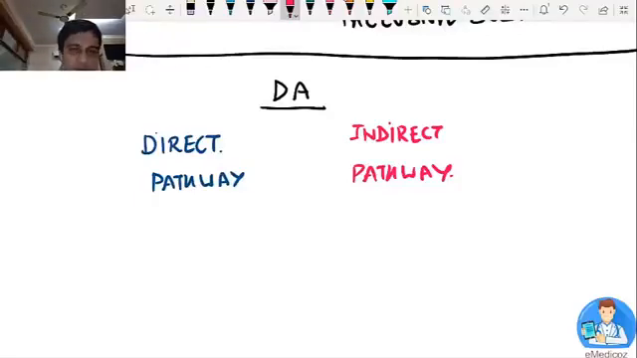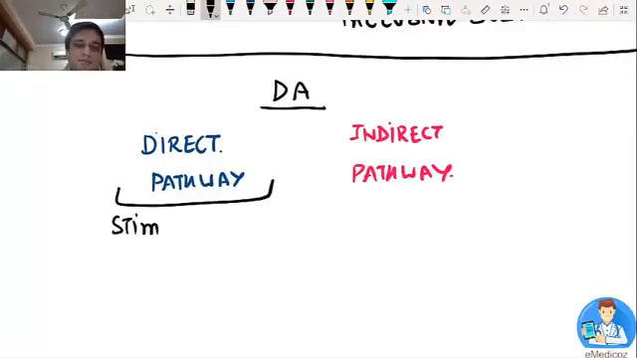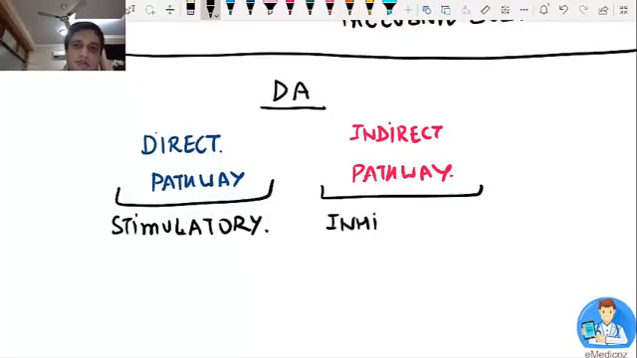Now find this out: direct pathway, indirect pathway. As the name goes, the direct pathway gives me a direction, so it is basically seen as a stimulatory pathway. The indirect pathway, on the other end, gives me inhibition, so it is always known as an inhibitory pathway. Just imagine this in a very simple nature: I want to do an activity, I want a stimulation.